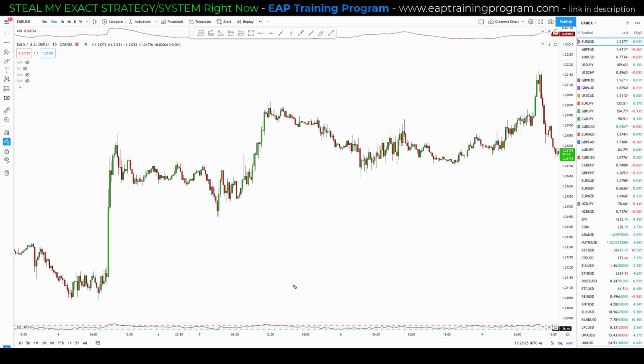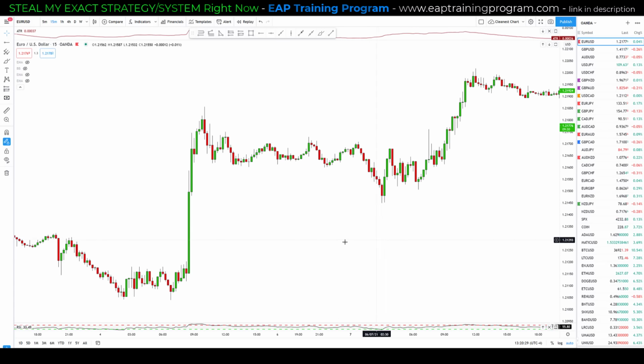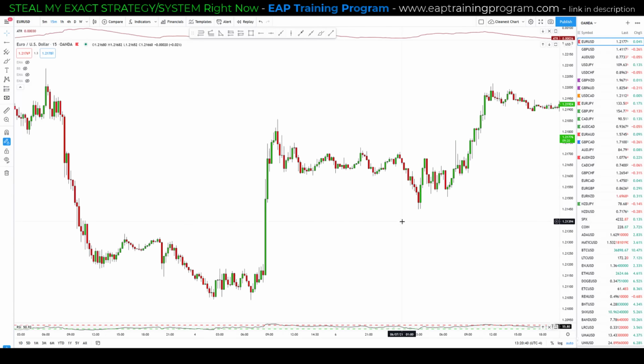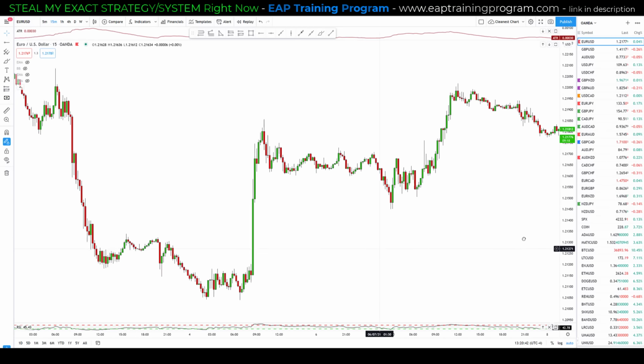So with that being said, hopefully now you understand what major swing levels are. In terms of minor swing levels, it would be everything you see in between. So this would be considered a minor swing level. This, minor swing level, minor swing level, minor swing level. In terms of a trending market, we do not pay attention to those. We do not use those for anything.